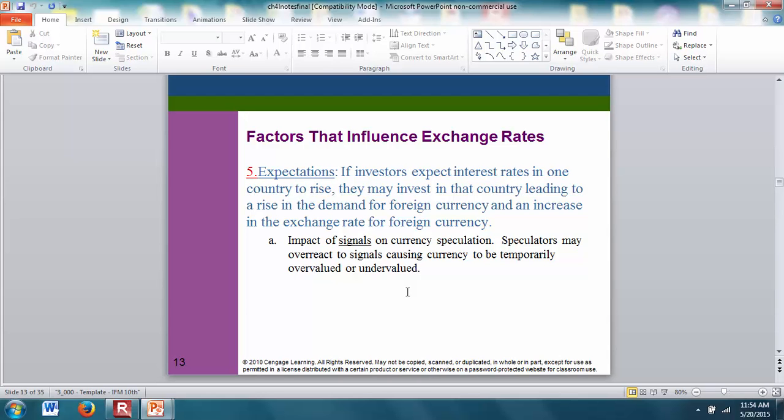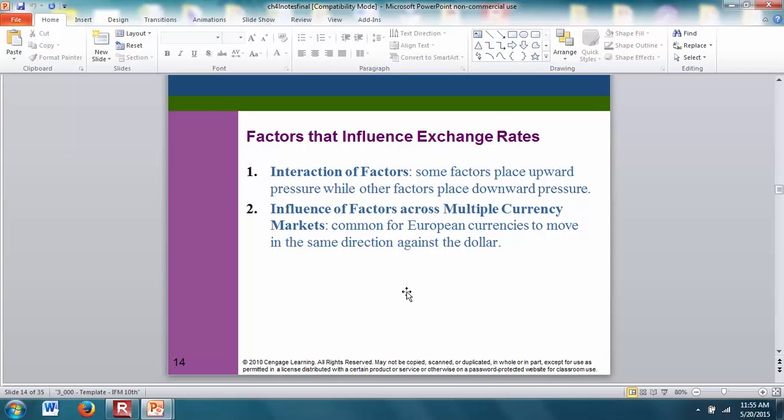So impact of signals on currency speculation. Speculators may overreact to signals causing currency to be temporarily overvalued or undervalued. So basically here what we are saying is that sometimes one factor that affects exchange rates is the belief of investors. So for example, if people expect the British pound to appreciate, and if everybody buys a British pound, the British pound will appreciate by itself. So sometimes that is referred to as self-fulfilling expectations. So you have a certain belief, based upon that belief you are acting, and because of that, the currency is going to appreciate.